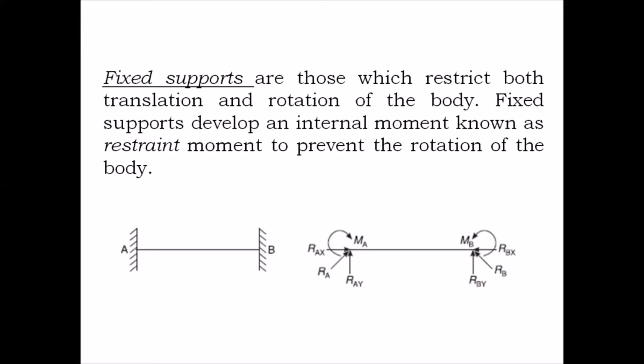So we saw in the other two types of supports that we had restrictions only for translation, whereas we did not have any restriction for rotation. Whereas in this fixed type of support, it resists translation as well as rotation of the body. I hope all these three types of supports are clear to everyone. That is roller, hinged, and fixed.